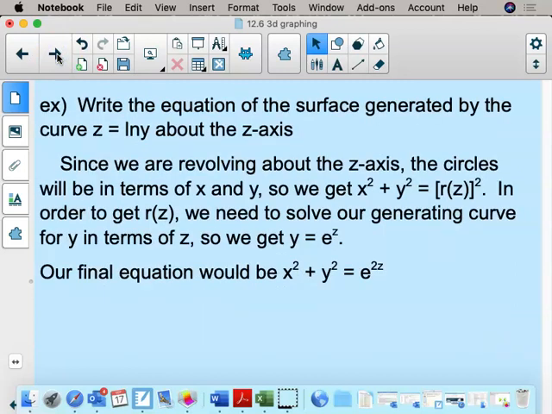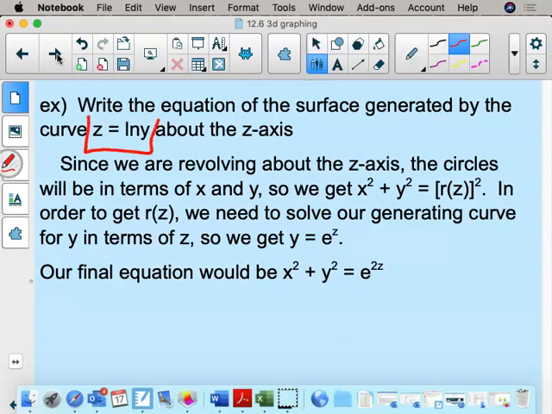Say we're going to write the equation of the surface generated by the curve z equals ln y, and we're revolving it about the z-axis. Whatever axis you're revolving about, that's the variable you want in here. So this is our curve of revolution right there. That's the curve we're revolving. But we want this in terms of z because we want to revolve about the z-axis.